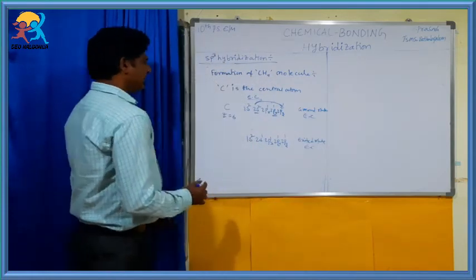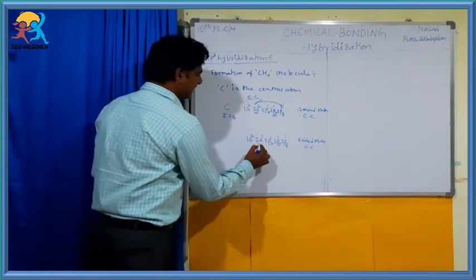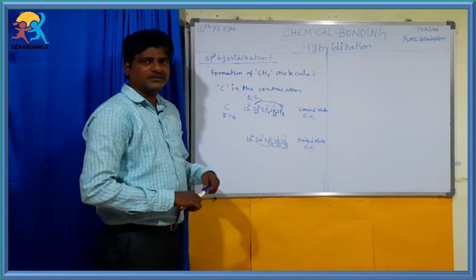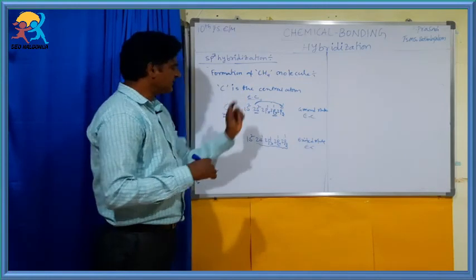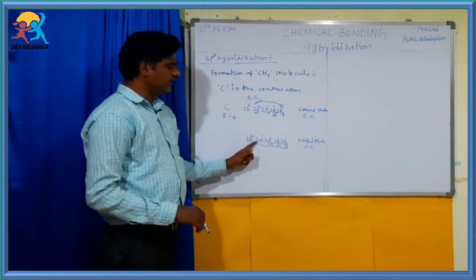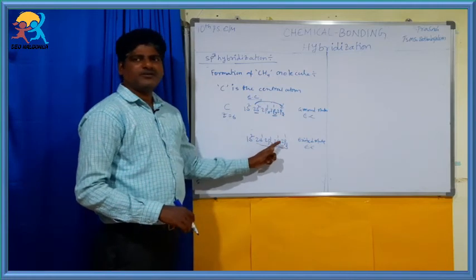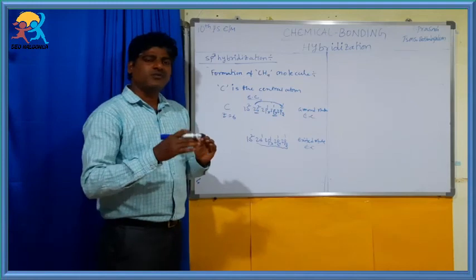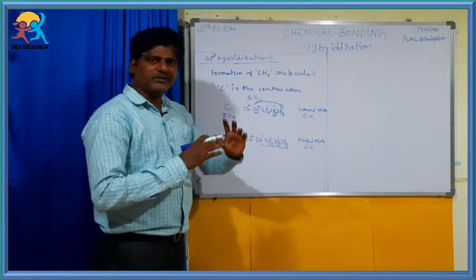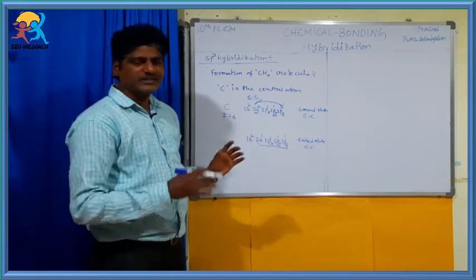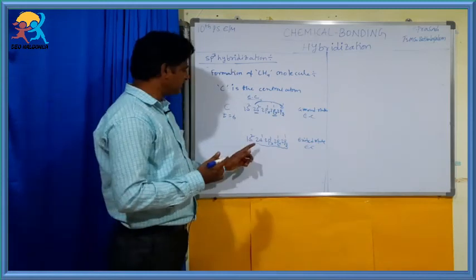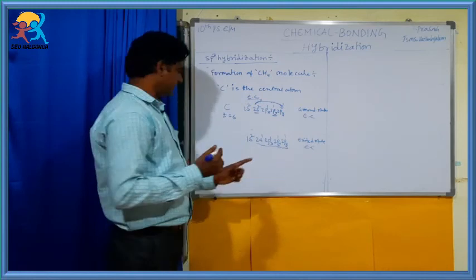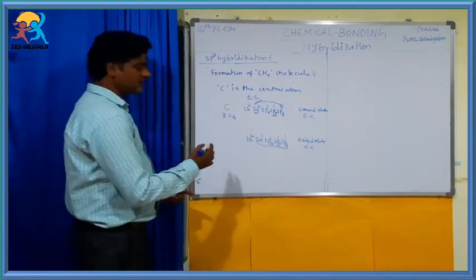Okay. So now here in excited state, 4 unpaired electrons are present in the valence shell of carbon. These 4 valence orbitals, what are they? 2s, 2px, 2py, 2pz. These 4 orbitals intermix and form 4 new hybrid orbitals which have equal energy and equal shape. It is called sp3 hybridization. Why? Because one s orbital, 3 p orbitals. That's why we say sp3.